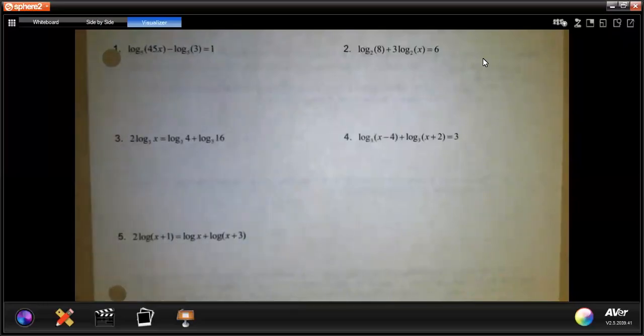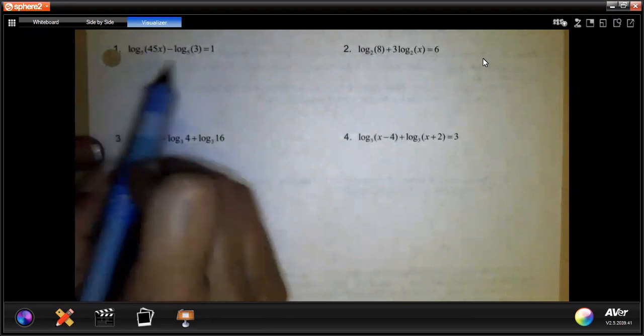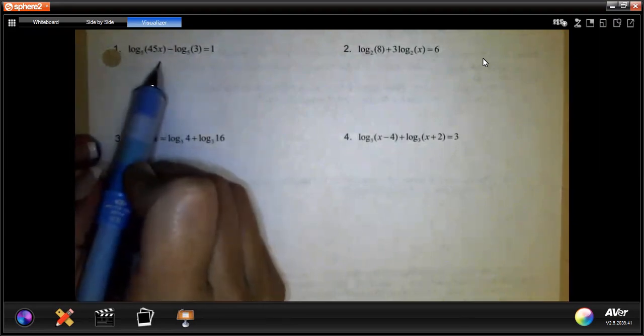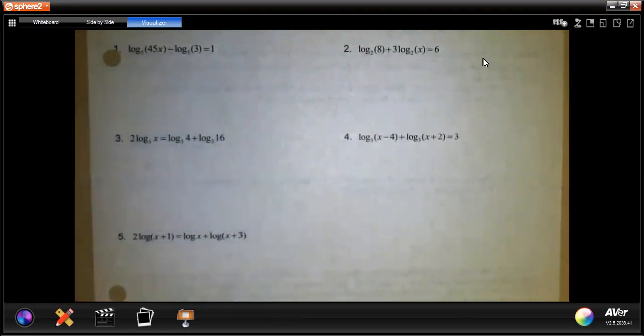Today we're going to solve logs that take a few more steps than what we started with. Last time we introduced solving logs, and now we're going to step it up a little bit. We've got log base 5 of 45x minus log base 5 of 3 equals 1. In the last class, we converted to an exponential to solve. In this case, you cannot convert to an exponential because there's more than one log. So our first step has to be to get it to a single log so that we can convert it. To do that, we have to use the log properties we learned.